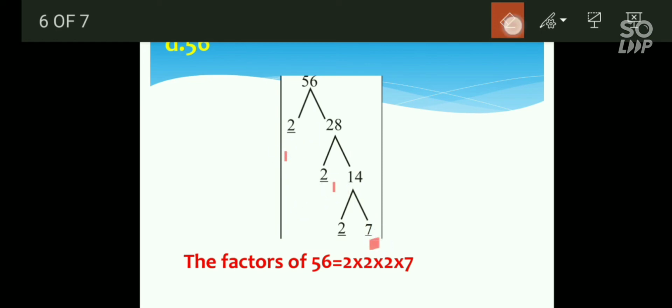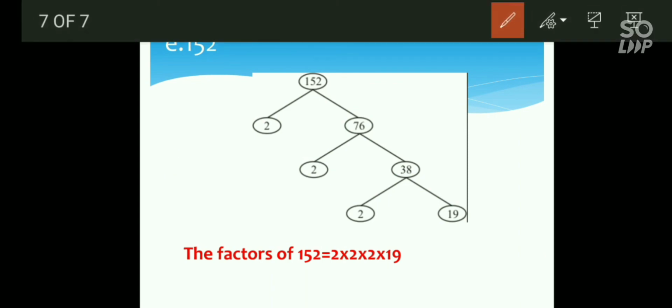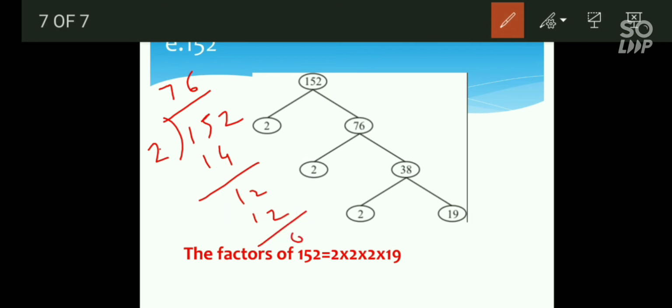Let us see the next question. Now the last question is 152. See whether 152 is divisible by 2. As the ones place has an even number, we can say that it is divisible by 2. But if you are confused about finding the factor, you divide it by 2. 2 7s are 14, 1 left, 2 6s are 12. So instead of 152, you can write 2 into 76. This is the first step.